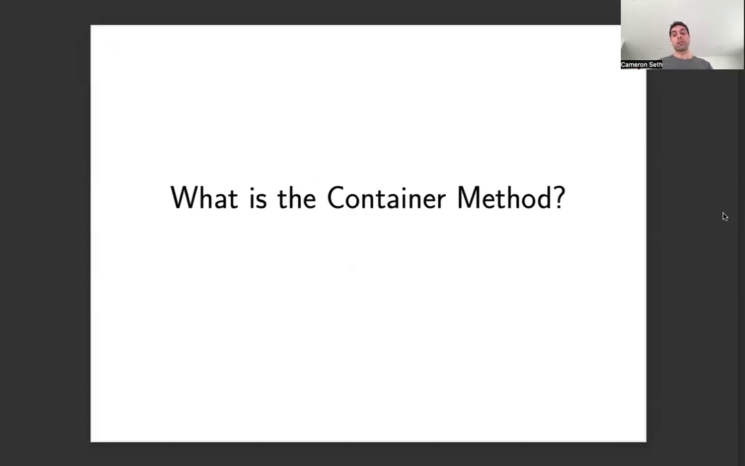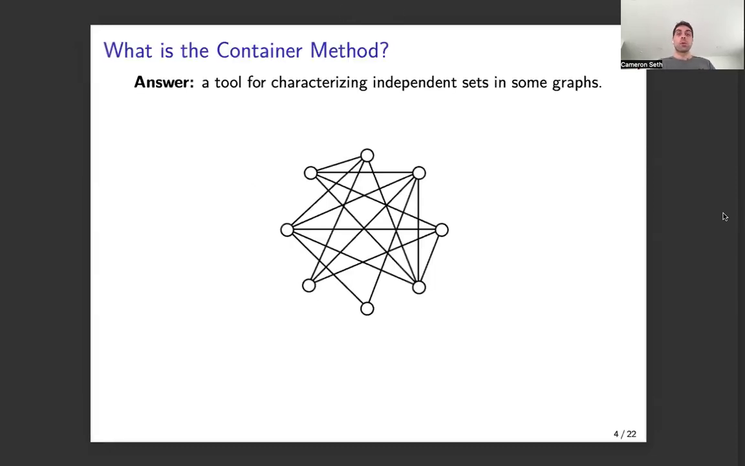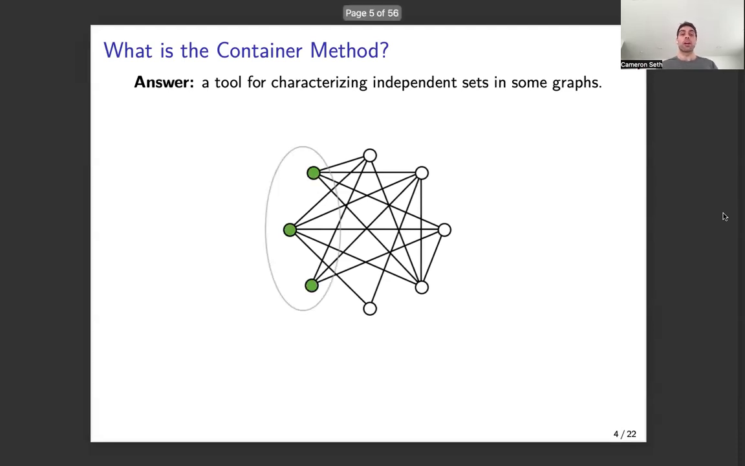Okay, so what is the container method? The container method is a tool that can be used for characterizing independent sets in some graphs. Recall that an independent set is a set of vertices such that no two vertices are adjacent. So for example, this graph here has an independent set of size 3.